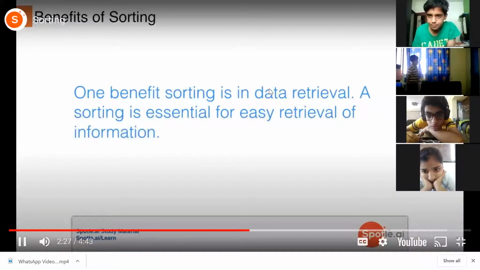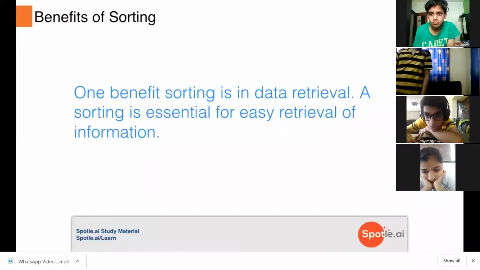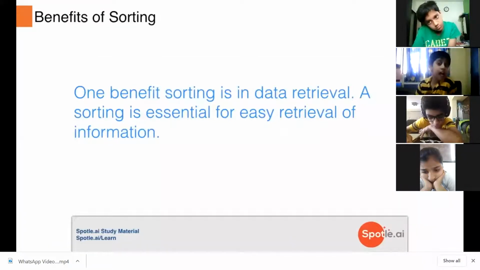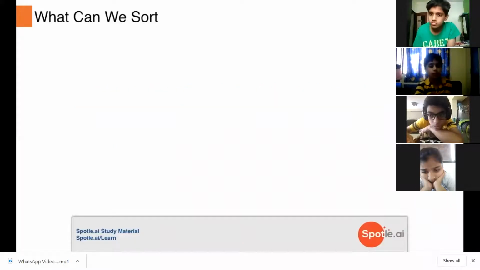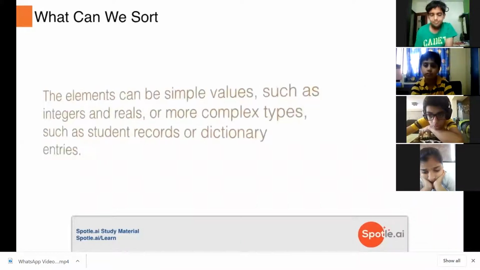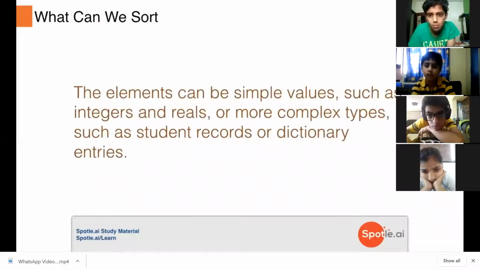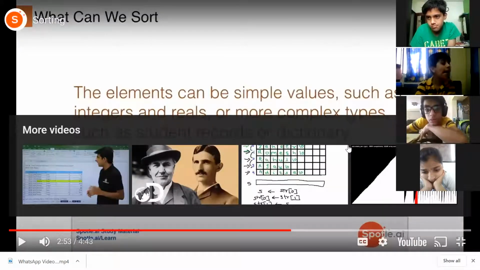So, we can comfortably say that sorting is the process of arranging or ordering a collection of elements such that each element and its successor satisfy a prescribed relationship. The elements can be simple values, such as integers and reals, or more complex types, such as student records, or dictionary entries. In either case, now, good example. I'm going to just stop this for a second. Good example. He mentioned dictionary.